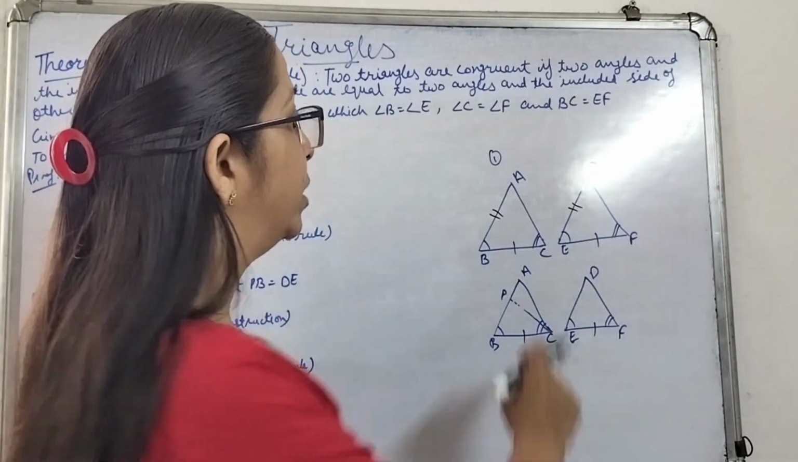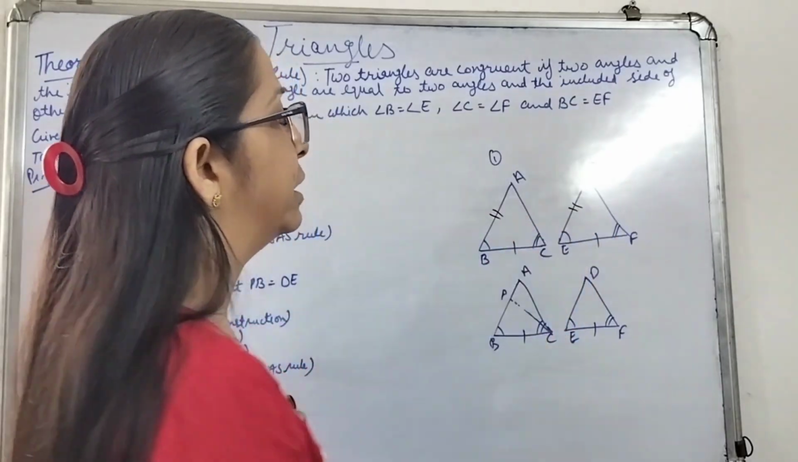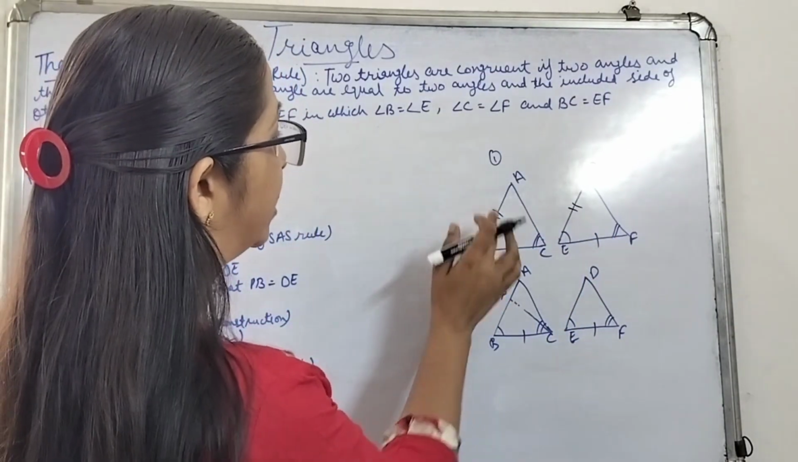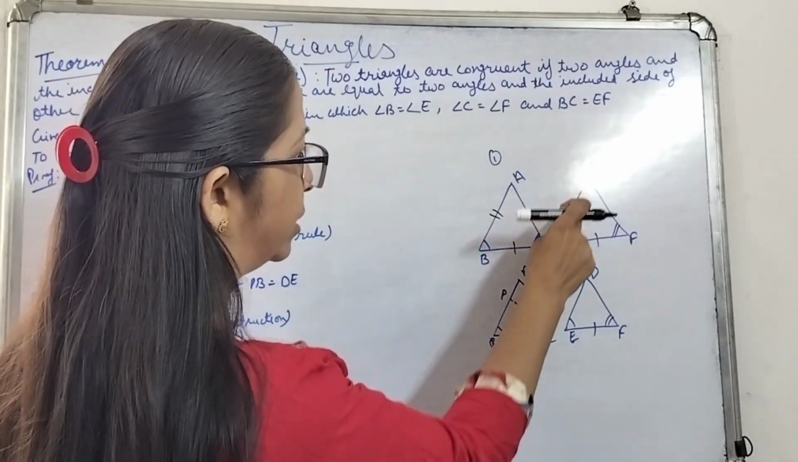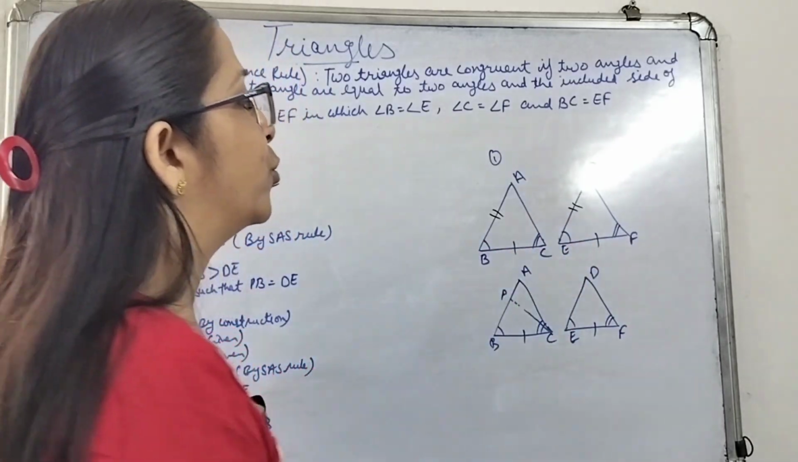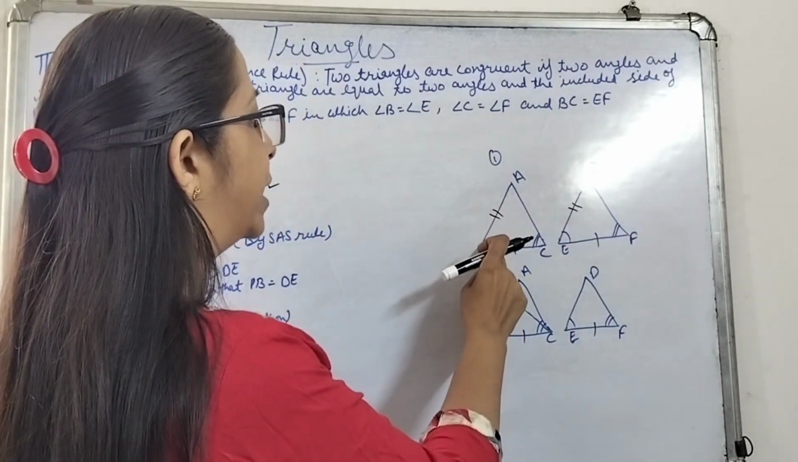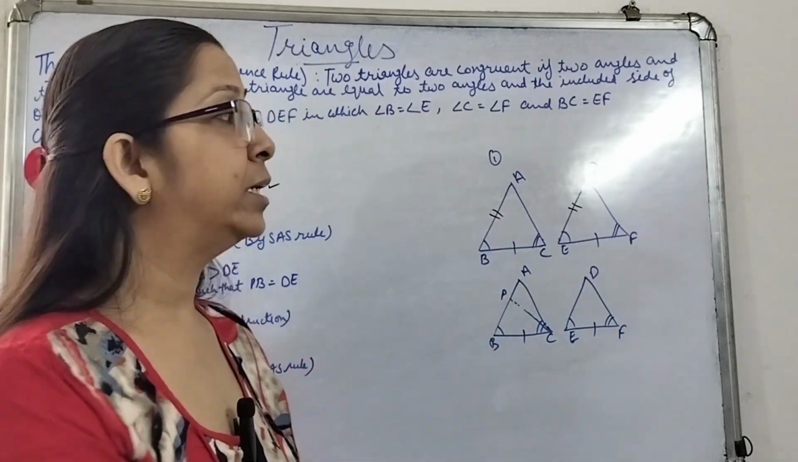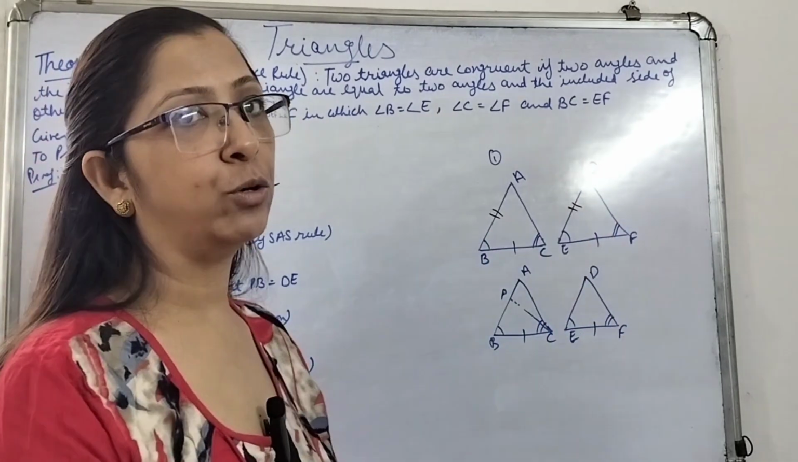And we have assumed that AB is equivalent to DE. So we can see that in these two triangles, this side is equal to this side, and this included angle is equal. So we can say by SAS congruency, the two triangles will be congruent.